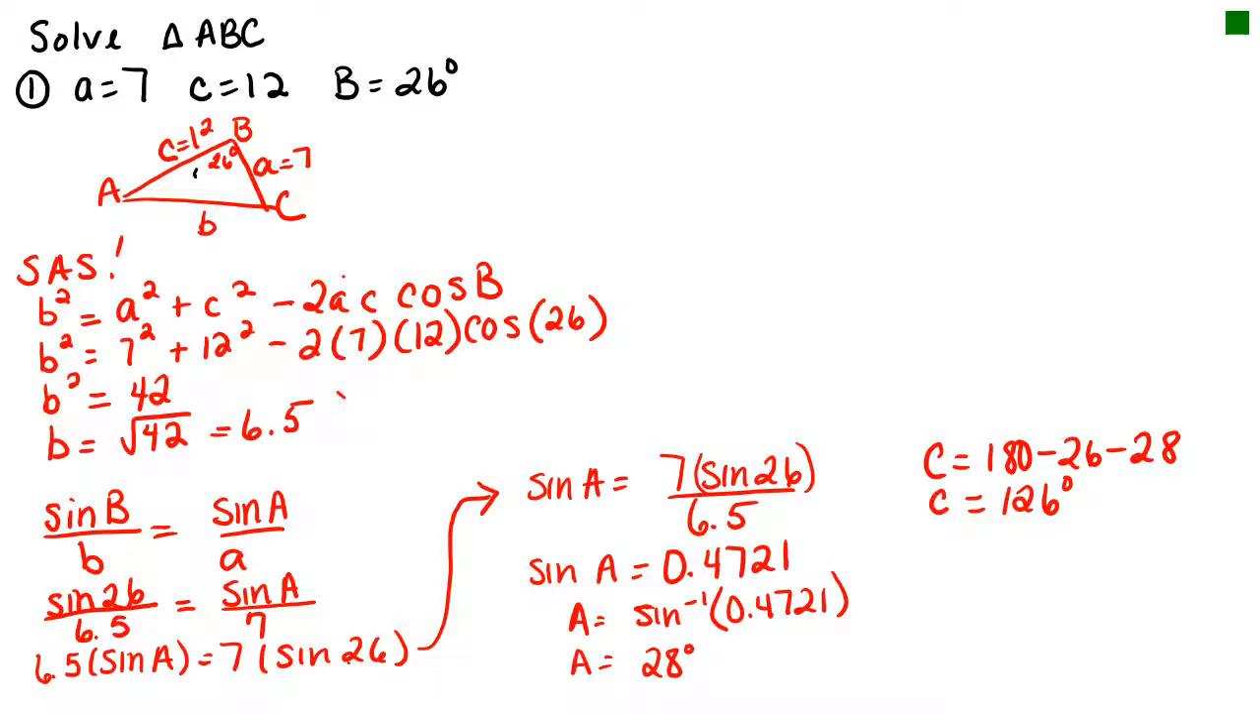Okay, so side angle side. First thing I'm going to do is find the missing side and then use the law of sines to find the missing angle. And the reason I use the law of sines to find the missing angle is because it's a little bit easier, to be honest, than the law of cosines to use.